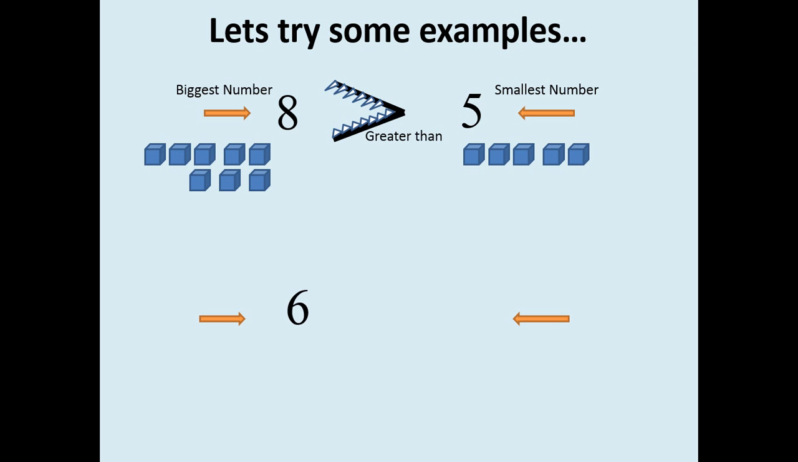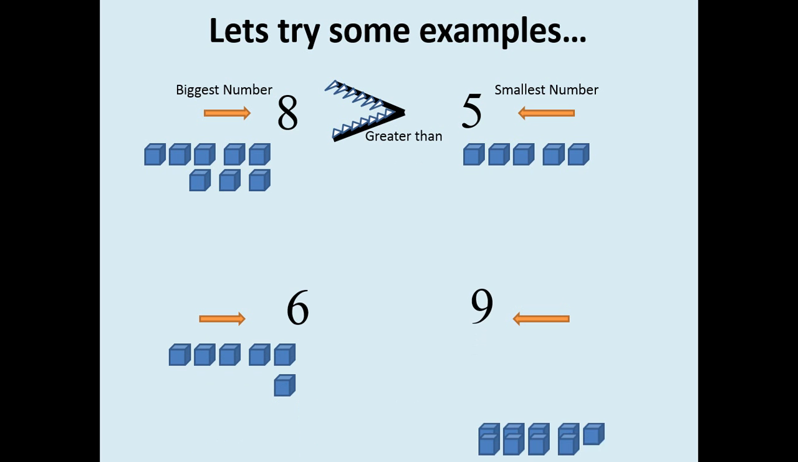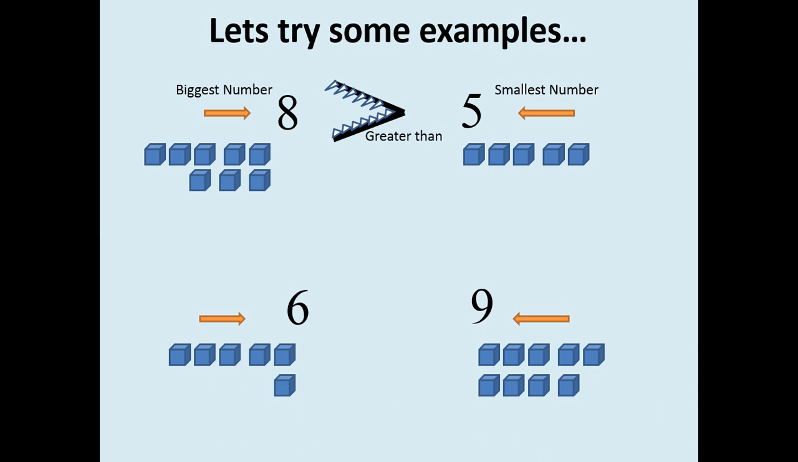My next example, I have 6 and 9. I have 6 ones and 9 ones. I can tell that number 9 is the biggest number and 6 is the smallest number. Allie the alligator will eat which number? If you said 9, you are correct. I read this, 6 is less than 9.